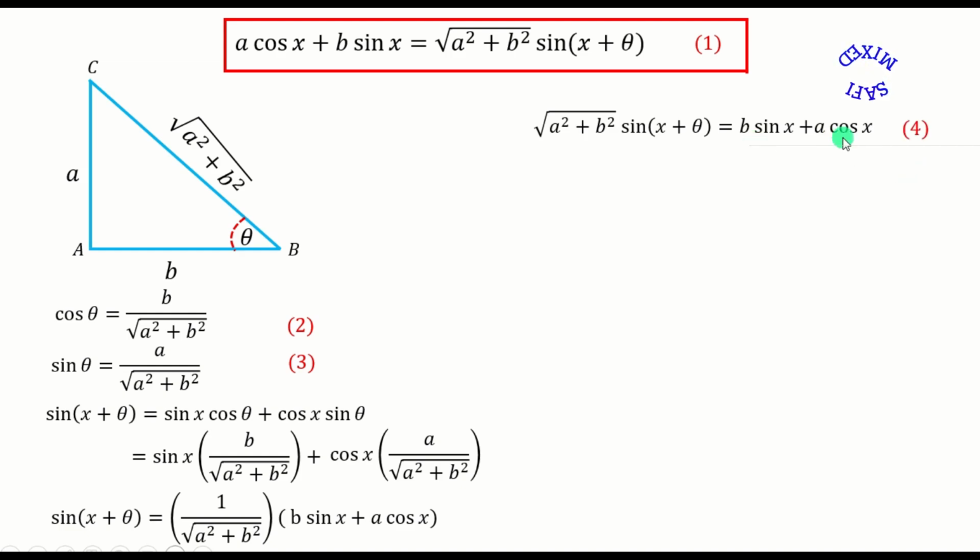Now if you look carefully, the right side of equation 4, that is b sine x plus a cos x, is in fact the left side of equation 1. B sine x at this position and a cos x at this position. And similarly, the left side of equation 4 is in fact the right side of equation 1. That means we have proven this identity.